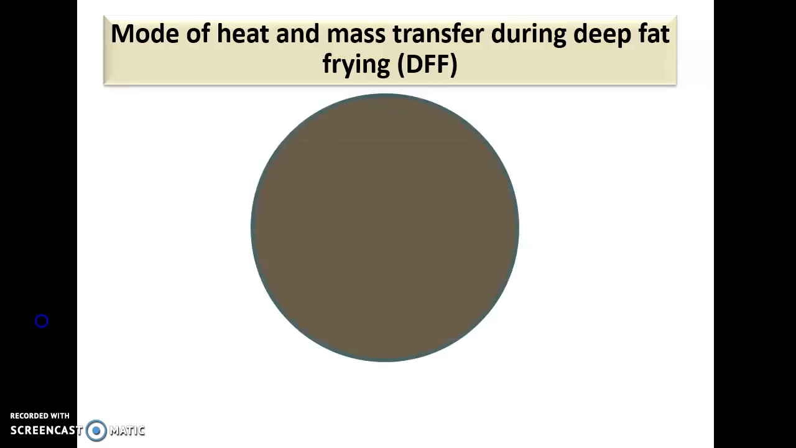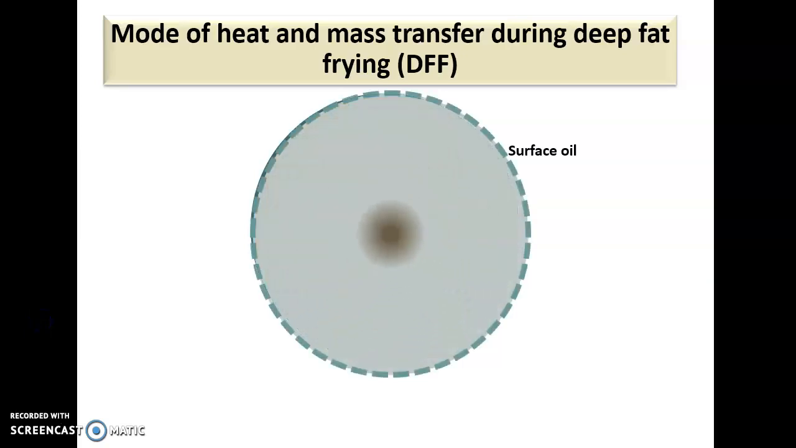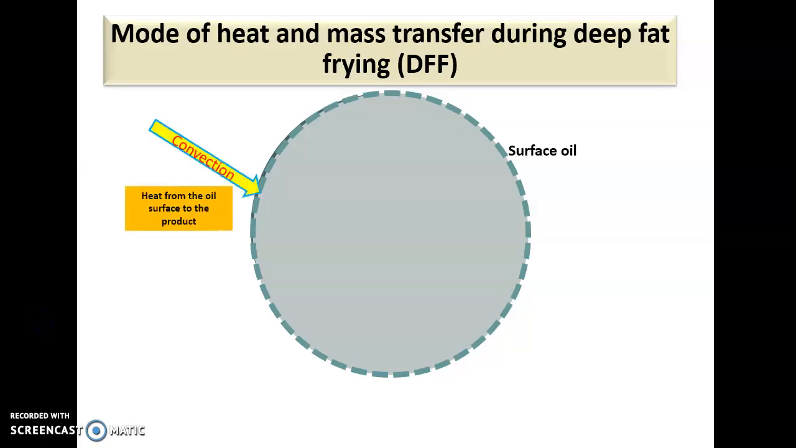This circle represents food. The outside, which is the white part, represents hot oil. Whereas this dotted line represents the porous structure of the capillary for food. During frying, heat is transferred from the hot oil to the surface of food through convection. At the same time, the water from the surface of food vaporizes as steam, as the surface temperature increases rapidly.